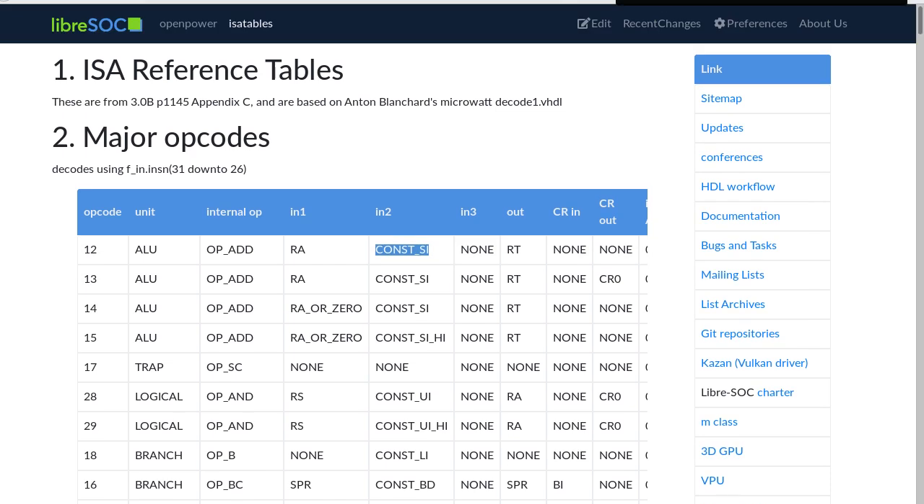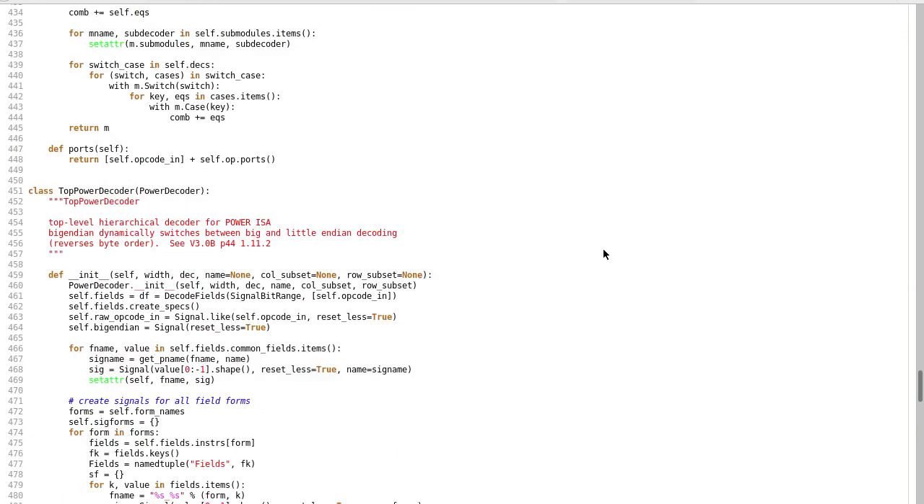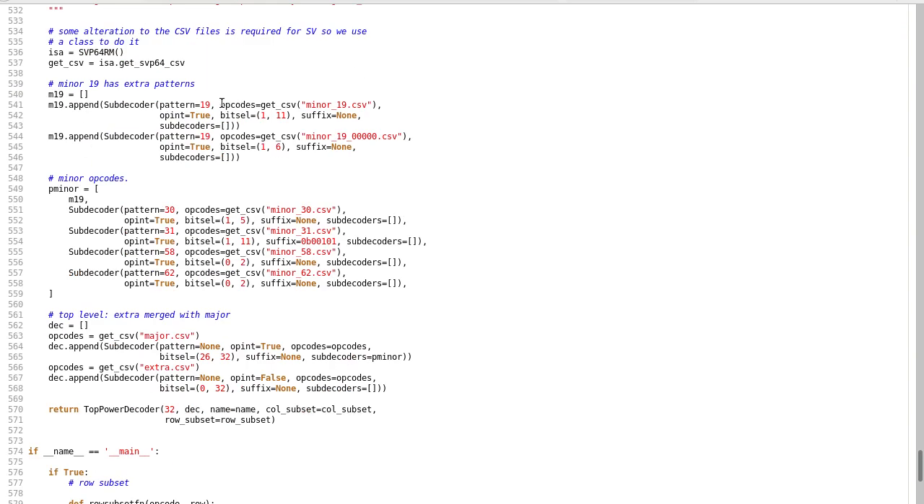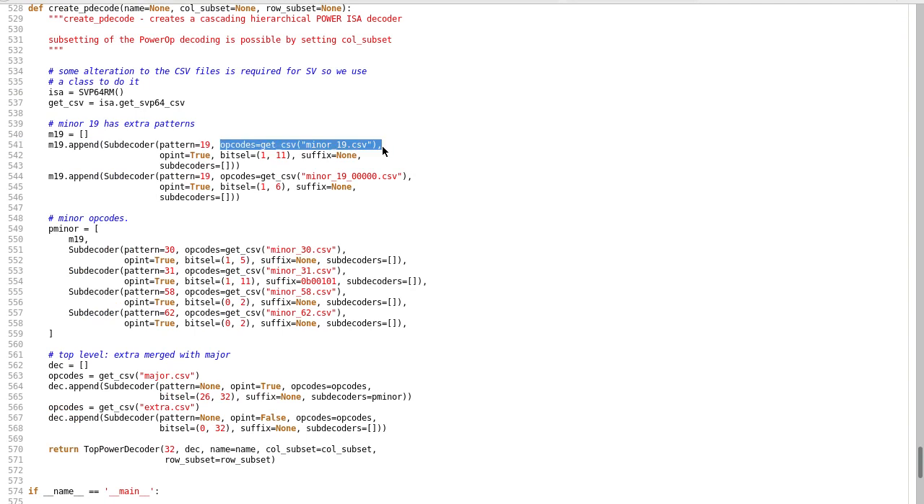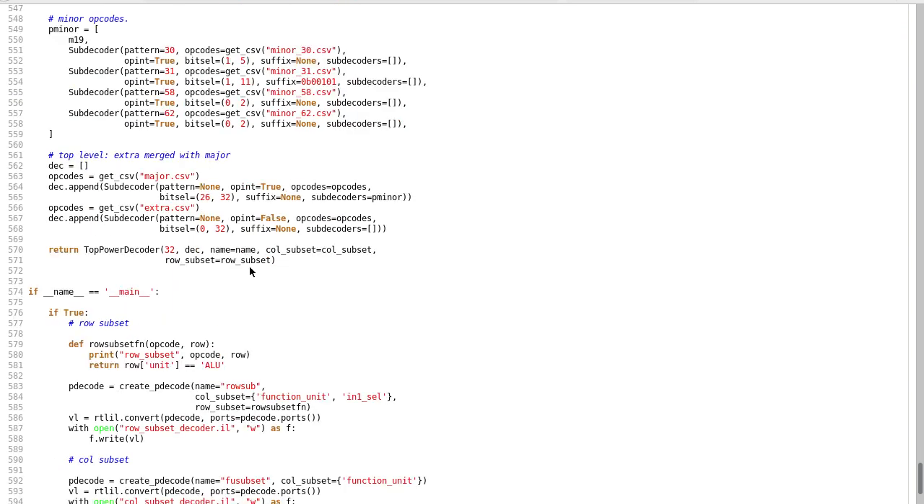Now, ready for that, Viz? Okay. So here's the actual power decoder. If I scroll all the way to the bottom, you can see a function opcodes equals get underscore CSV here. So that loads the minor 19 CSV file, and it creates a Python list containing a class, subdecoder, where this pattern, for example pattern equals 19, says when you recognize opcode 19 in the major, in the top decoder, please perform further subdecoding recursively using the minor 19 CSV file. Here's the major CSV. So that's the first level. And then it goes recursively down the thing.